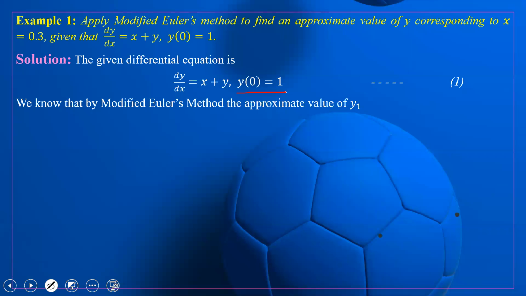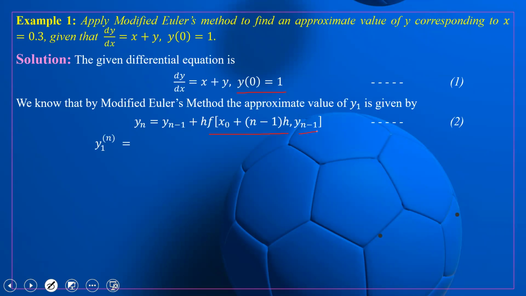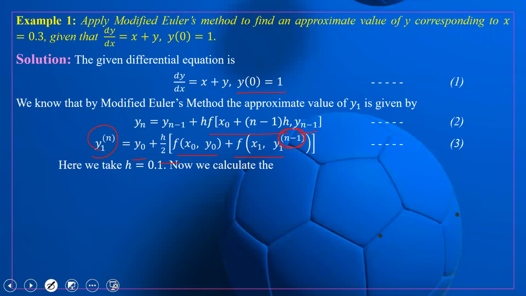We know that by Euler's method, the approximate value of y1 is given by yn is equal to yn minus 1 plus h times f of x0 plus n minus 1 h, yn minus 1. And the nth iteration of y1 is y0 plus h by 2 times f of x0, y0 plus f of x1, y1, where y1 is the n minus 1 iteration. So here we take h is equal to 0.1.